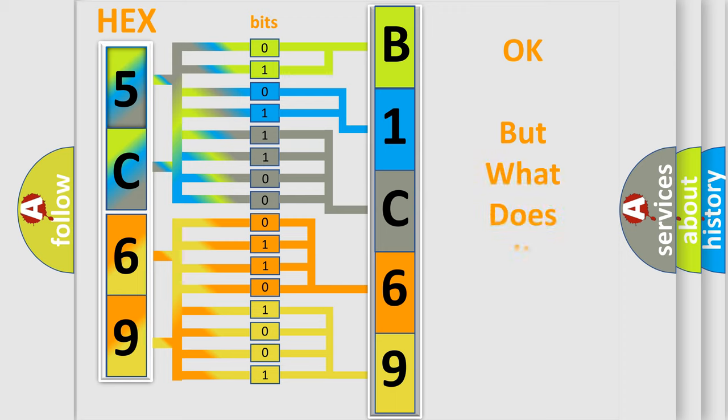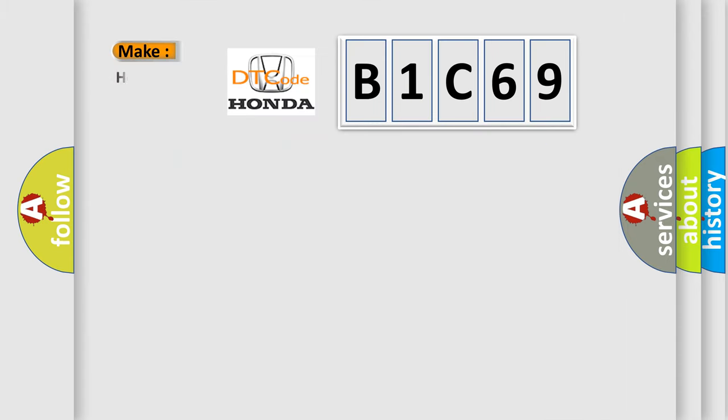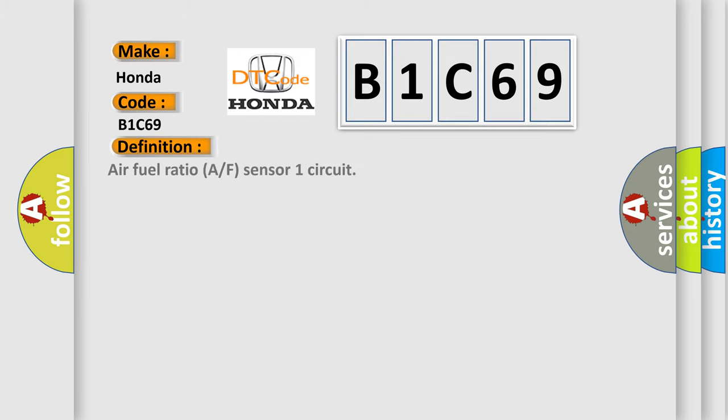The number itself does not make sense to us if we cannot assign information to what it actually expresses. So, what does the diagnostic trouble code B1C69 specifically mean for Honda car manufacturers? The basic definition is air fuel ratio A/F sensor 1 circuit. And now this is a short description of this DTC code.